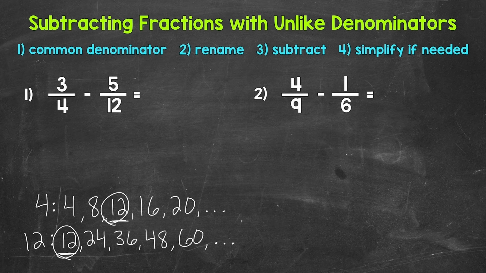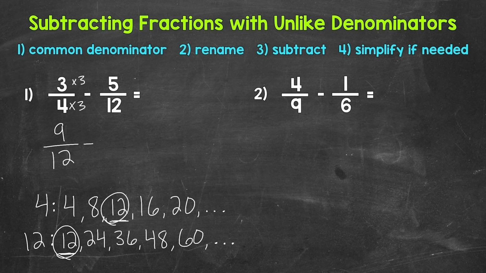So now we need to rename these fractions with that least common denominator of 12. We'll start by renaming 3/4. So we will put our denominator of 12 here, and we need to think, how do we get 4 to equal 12? Well, 4 times 3 gives us 12. Whatever we do to the denominator, we must do to the numerator in order to keep this equivalent. 3 times 3 gives us a numerator of 9. So we have 9/12. And this is an equivalent fraction. We're not changing the value of anything here.